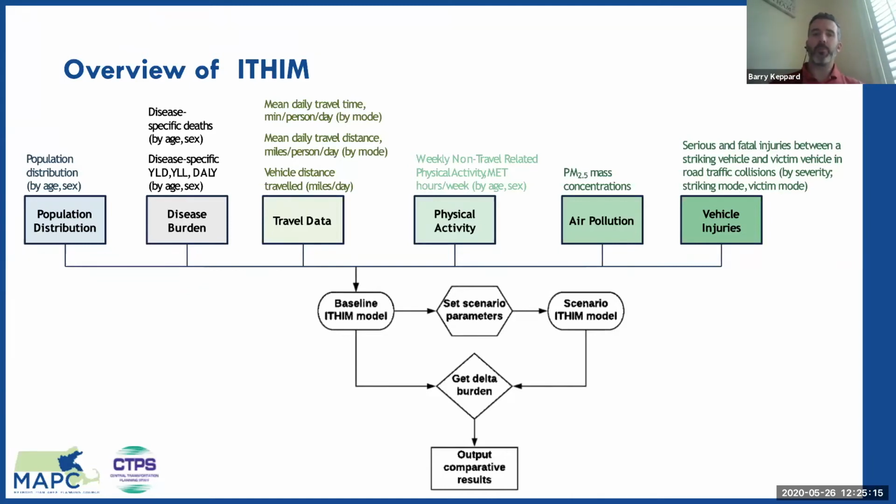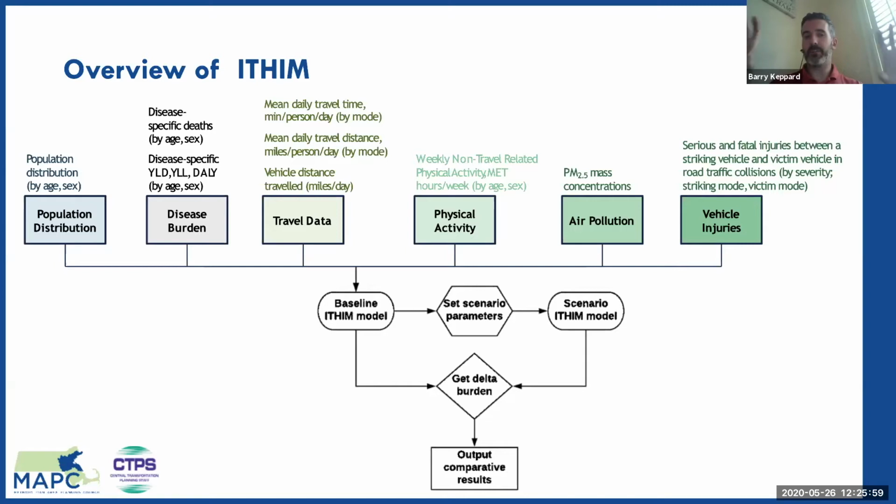So hearing all that and bringing it all together, you can see where we put all these inputs into ITHIM. Working from left to right, we're getting information about the population, as I mentioned, age and sex. We're learning about disease-specific deaths, how, by age and by sex, those deaths might be experienced differently. Disease-specific DALYs by age and sex give us a sense of disease burden. We're bringing in travel data: travel time, travel distance, vehicle distance traveled. We're getting measures of physical activity, what the background air pollution is like in those different scenarios, and then ultimately bringing in vehicle injuries, serious and fatal.